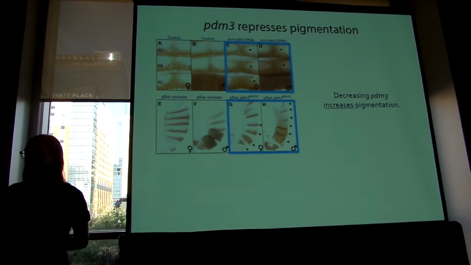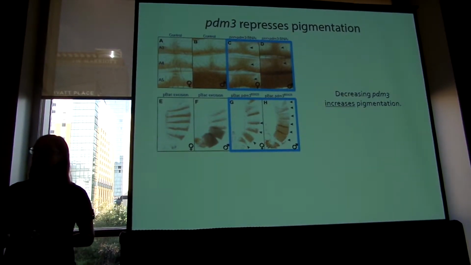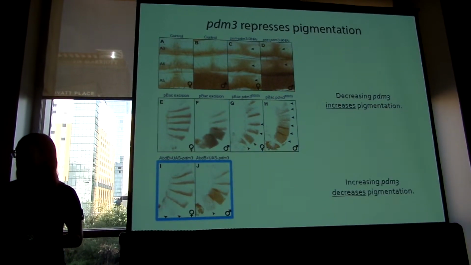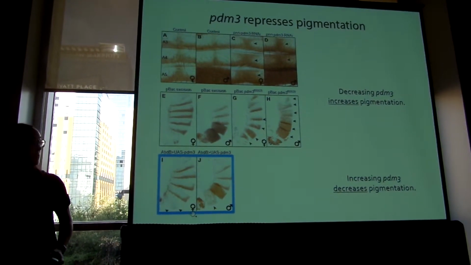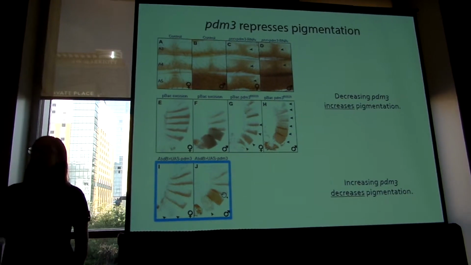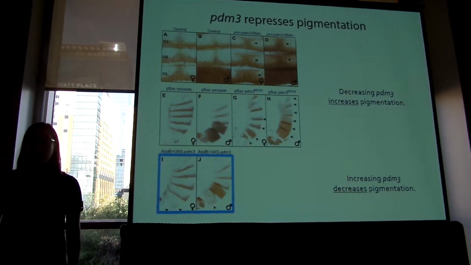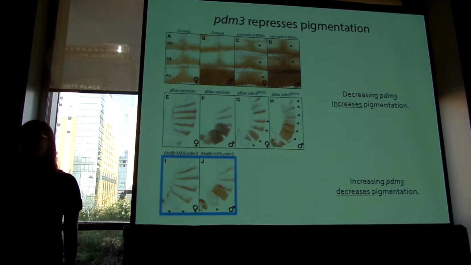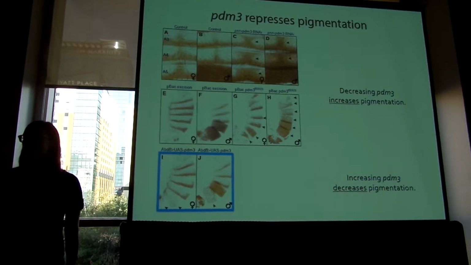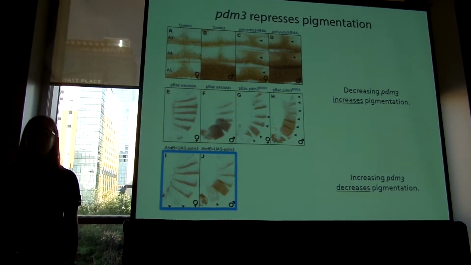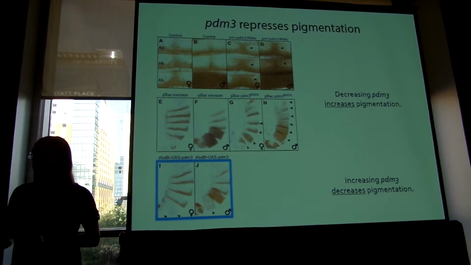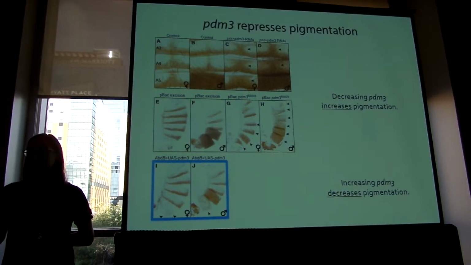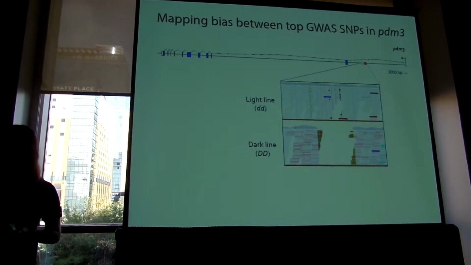But I can do the opposite experiment and try to add more PDM3 when normally there's not. So if I increase PDM3 and drive expression to the posterior segments here, what you can see is they're much lighter. So again, this suggests that PDM3 in melanogaster is associated with repressing pigmentation. I can't say that this is certainly the case in the montium subgroup, but it's a very close relative, and we can at least say for now that PDM3 is capable of regulating pigmentation.